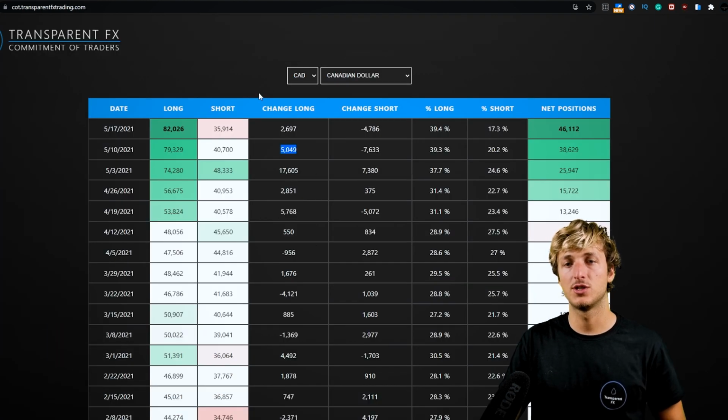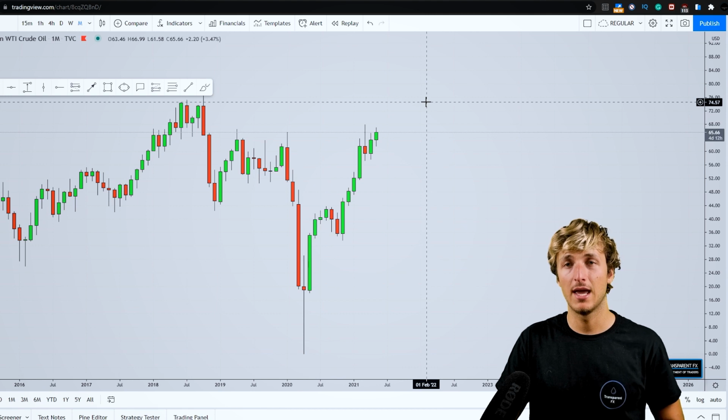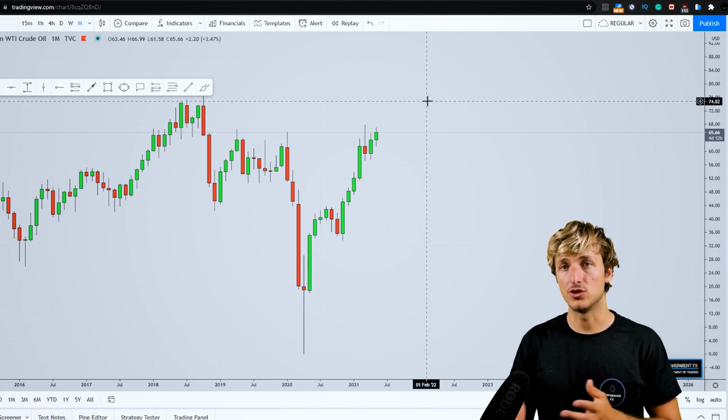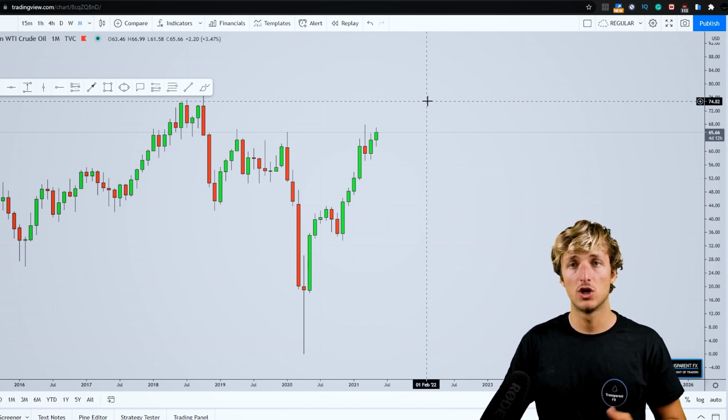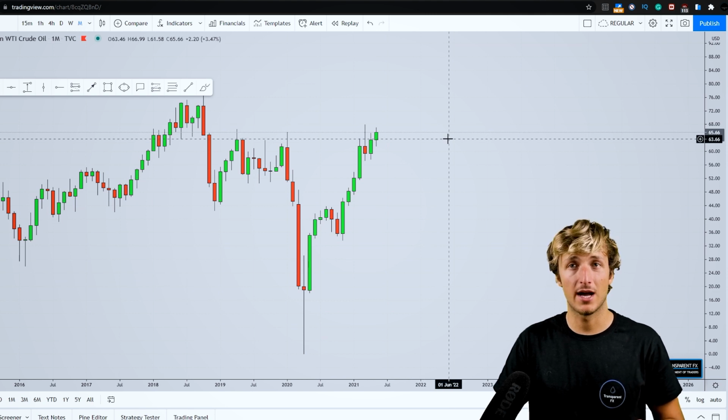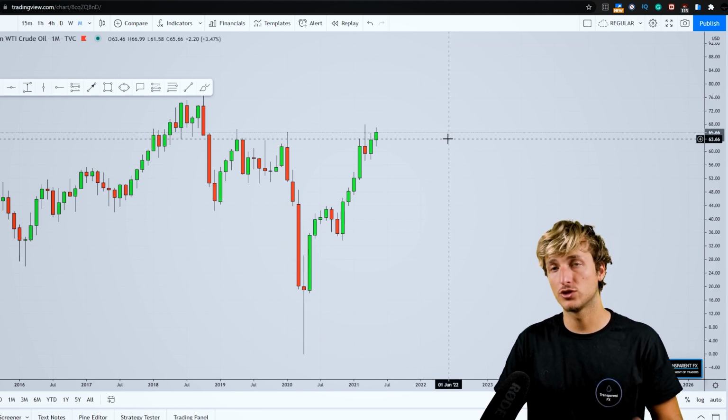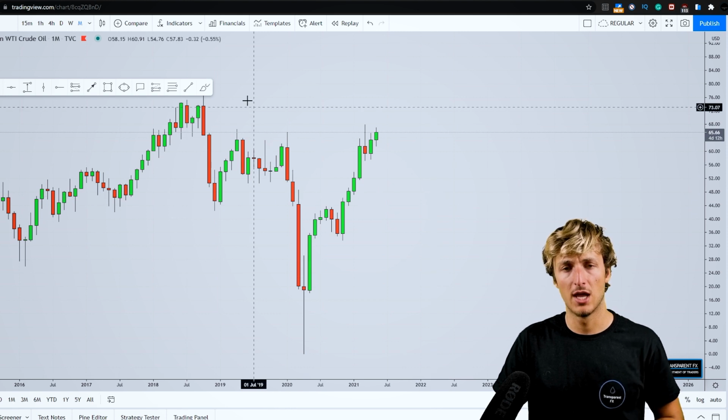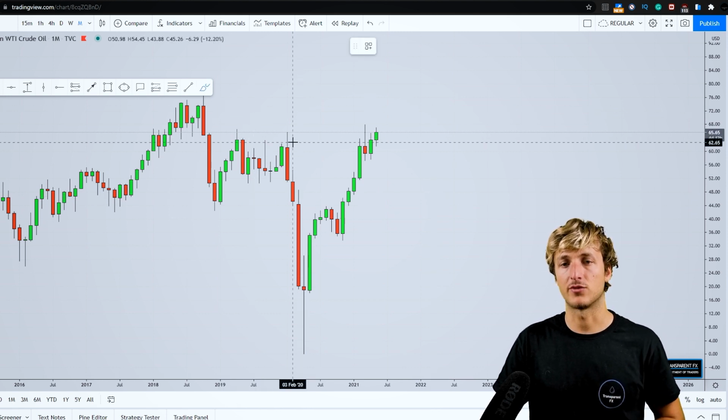Then we will see what we have from an order flow perspective by checking the commitment of traders, which is what hedge funds are currently doing in the market. And by the end of the video, by using the combination of these two different types of analysis, we will be able to understand where we have the highest probabilities for a potential trading opportunity in this market. Now, starting here on the monthly time frame, what do we have?